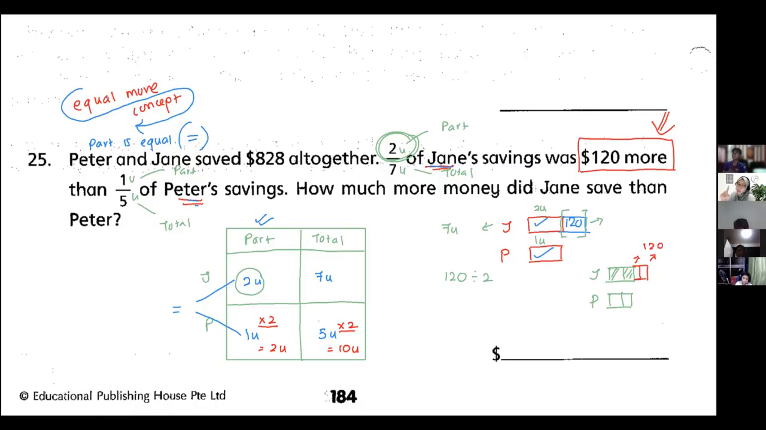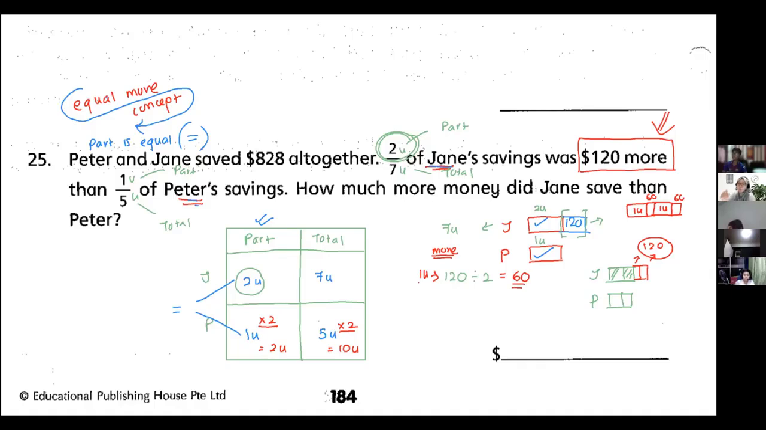So I want to know what is 1 unit. So 1 unit extra is equal to 120 divided by 2, which is 60. Because can you see there? Every 1 unit of Jane, there is extra something. So this is 1 unit, this is 1 unit. This is 60, this is 60. Can you see? So it's equal up to 120. That is what I'm trying to say here. So this is under the more part. This is the more. So 1 unit of the more is 60.